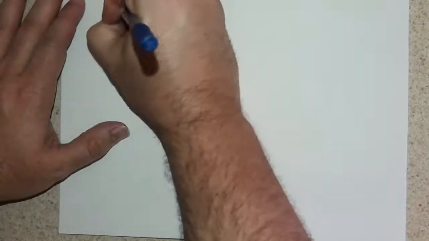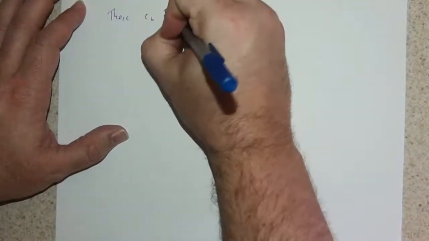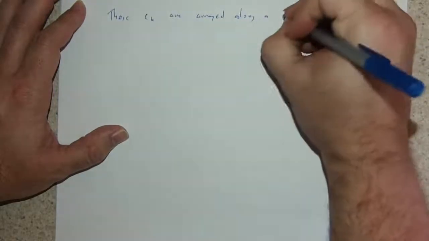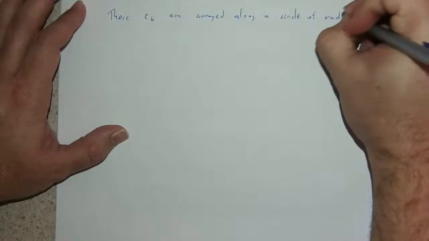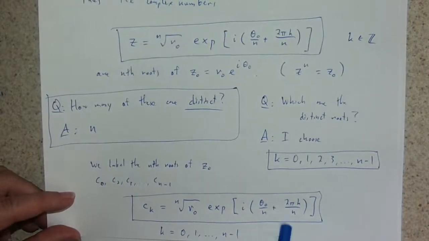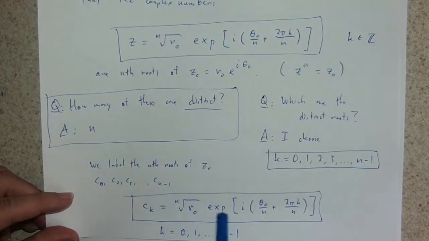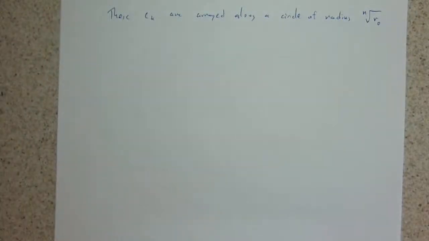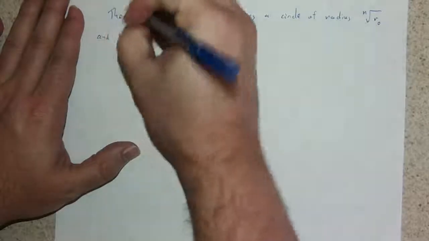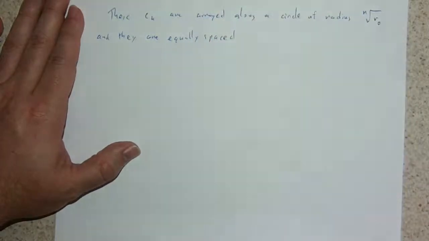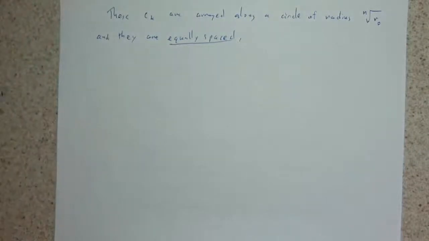So these c sub k are arranged along a circle of radius, well, let's look for a second, right? We have these c sub k in their exponential form here, so then we can immediately see what circle they lie on. Here's the radius, it's the thing multiplying the exponential term. So it's the nth root of r naught, right? So they lie along a circle of radius nth root of r naught. Okay. And they are equally spaced. Okay. So they are equidistant along this circle.